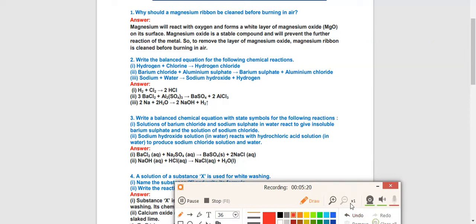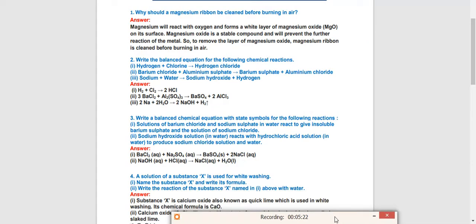Now let's come to question number 3. In question number 3, write the balanced chemical equation with state symbols for the following reaction. We have a word equation. It is given in the form of words, and we have to write the equation, and along with that we have to give the states also, whether it is in aqueous state, a solid state, liquid state or gaseous state.